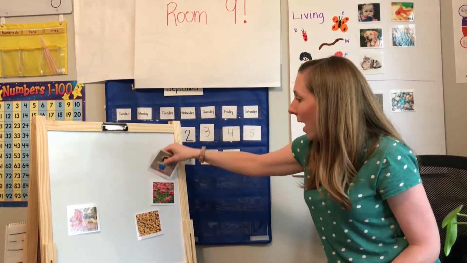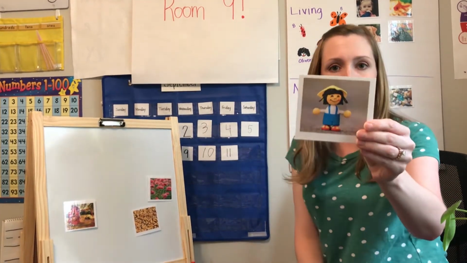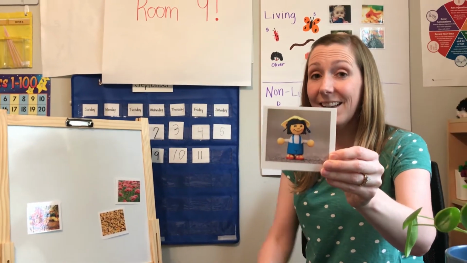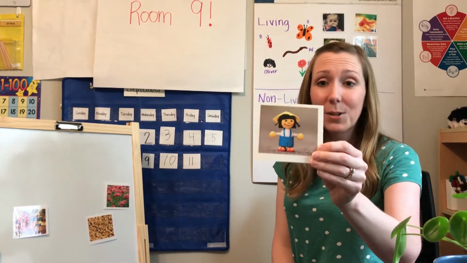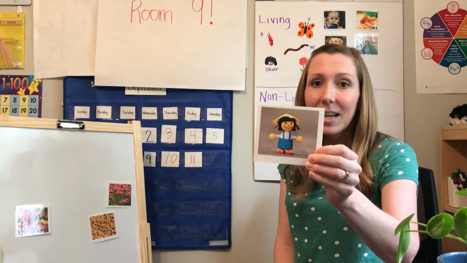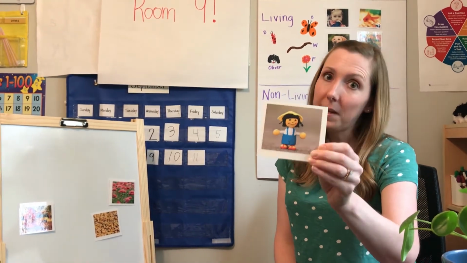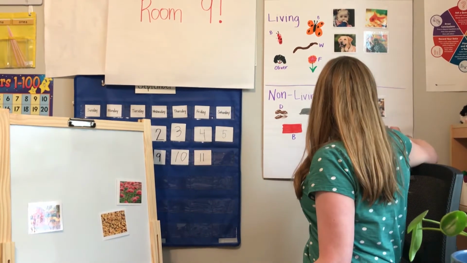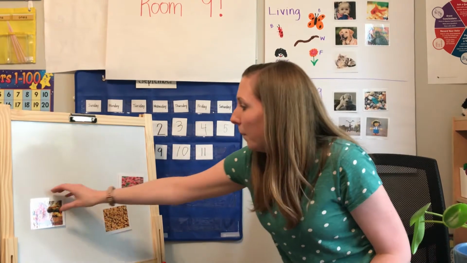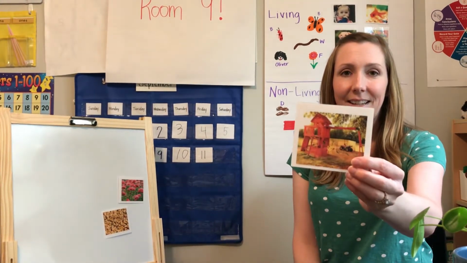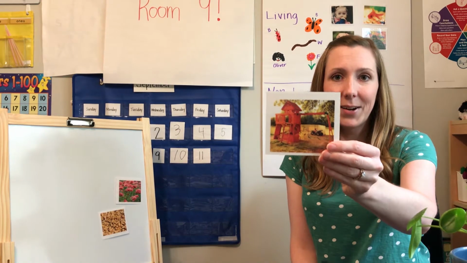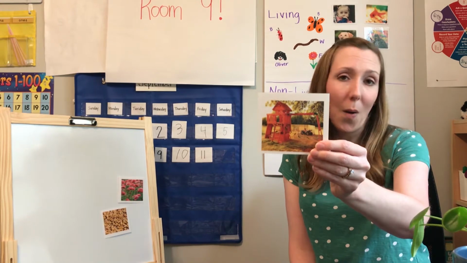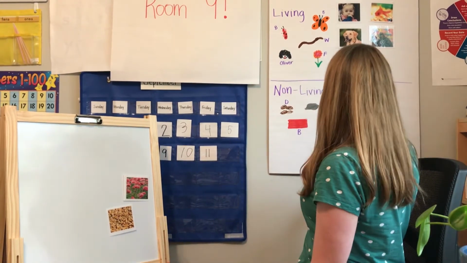Okay, what about this little toy, this little doll? What do you think? Oh, I see lots of thumbs down. You're right. This toy is not going to grow. It's not going to change. It's not going to move on its own. And you don't need to feed your toys food or give your toys water. So we're going to put this in non-living. Okay, what about a swing set? Do any of you have something like that in your backyard? It's super fun to play on, but is it a living thing? No, it is not a living thing. So I'm going to put it down here.